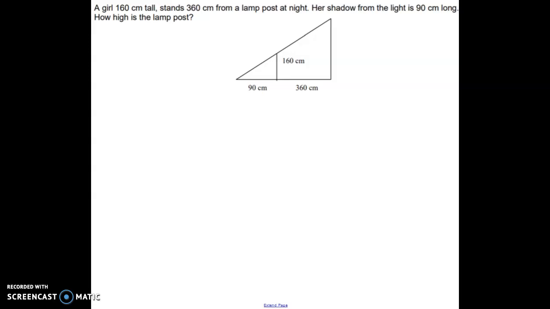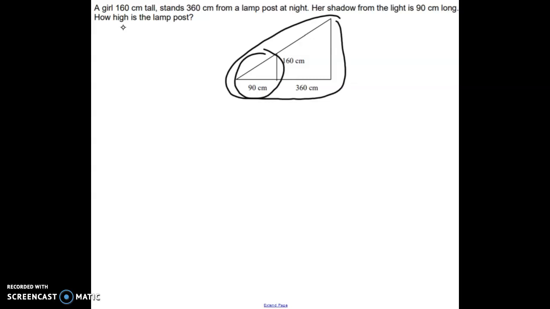What I see here is that I have two triangles, a smaller one and a larger one. The first thing I want to do is look at this problem and see what information they gave us. Okay, so we know there's a girl that's 160 centimeters tall. She stands 360 centimeters from a lamppost. Her shadow from the light is 90 centimeters long. How tall is the lamppost?